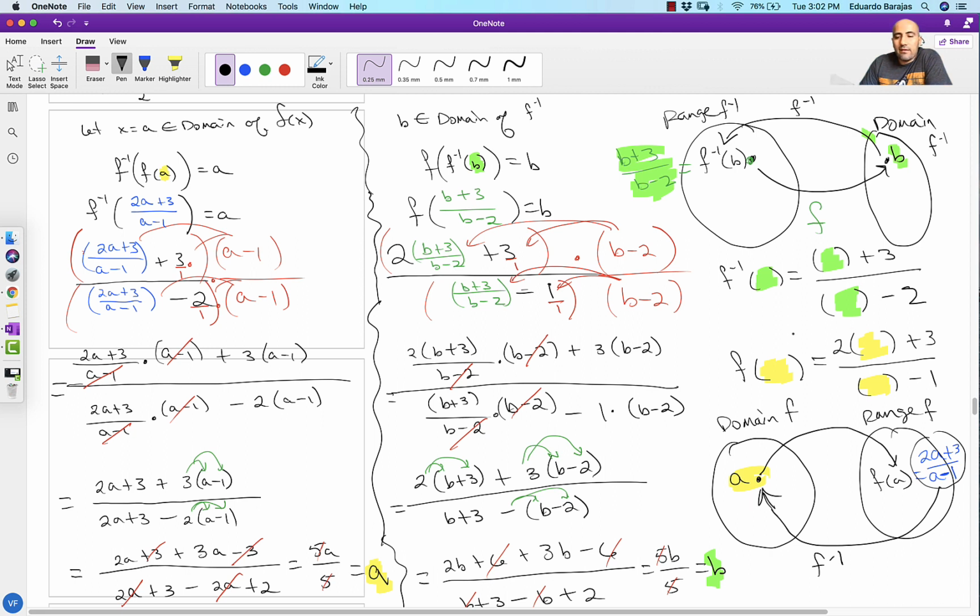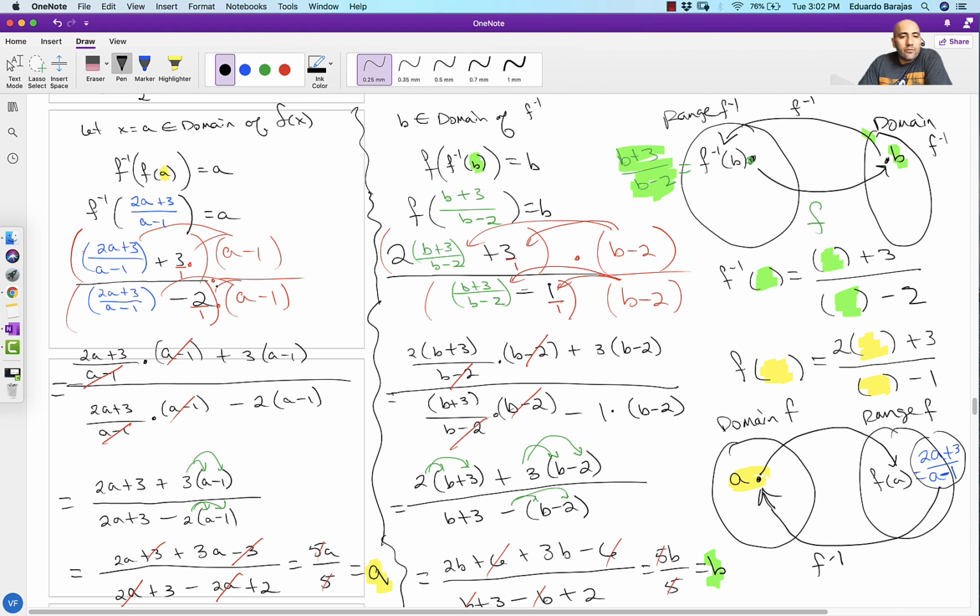And keeping track of the pattern of f, here's our input. The instructions for the f inverse function are going to be to take the input and add 3, divided by take the input and subtract 2. And that's what we did here. Take the input, add 3, take the input, subtract 2.